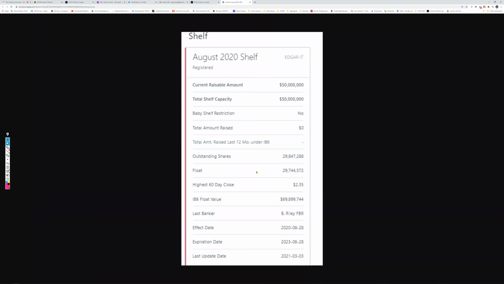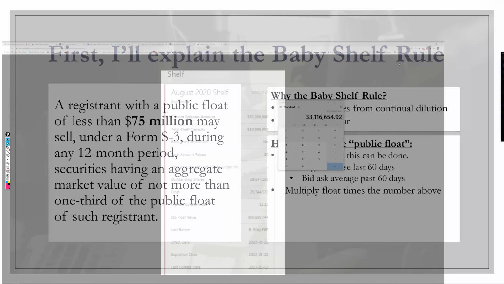So look, float 29 million, highest close 2.35, IB6 float value 69 million. So is that under 75 million? Yes. Is it limited by baby shelf? Anant, will that one be limited by baby shelf? Now, this is kind of a trick question, so I'll be interested to see what you say. What do you think, Anant? Well, the answer's on there.